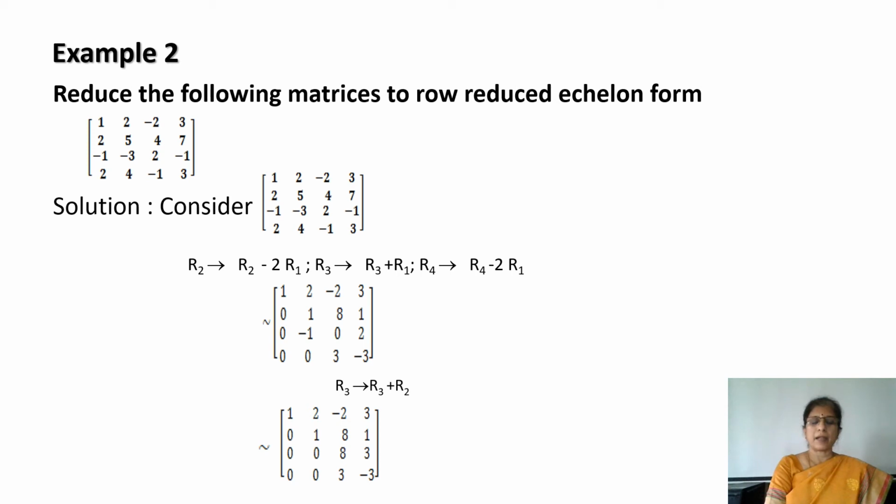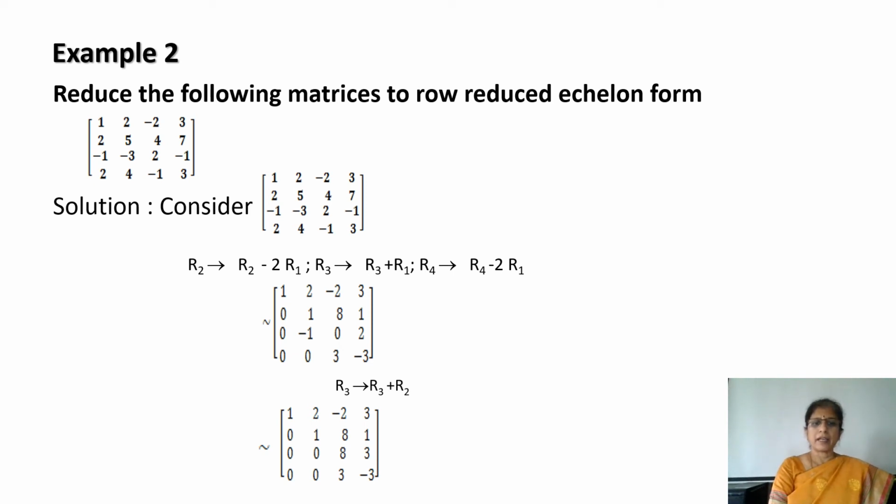So let us apply the operations R2 changes to R2 minus 2 R1, and R3 changes to R3 plus R1, and R4 changes to R4 minus 2 R1. So our purpose is to make the elements below 1 as 0. This result gives us 1, 2, minus 2, 3. The second row changes to 0, 1, 8, 1. The third row changes to 0, minus 1, 0, 2. And the fourth row changes to 0, 0, 3, minus 3.